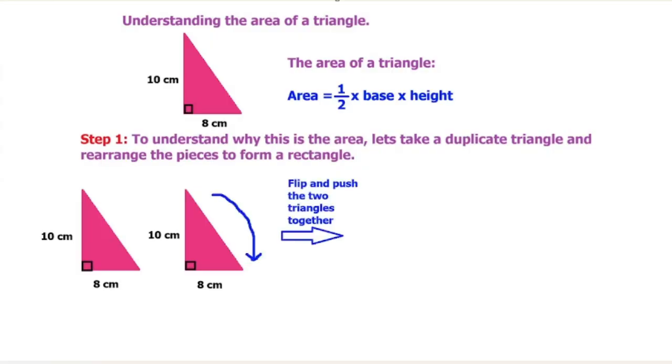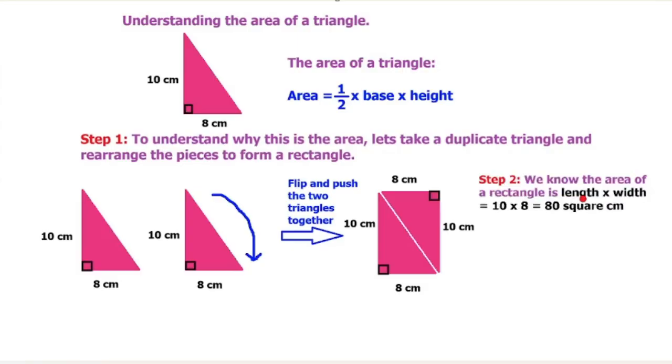So how is that going to look? It'll look like this. So flip and push the two triangles together. So here's one, and then this is the flipped one that we push together. Okay? So step 2. Now we know the area of a rectangle is length times width. We know that. We've gone through that a lot.